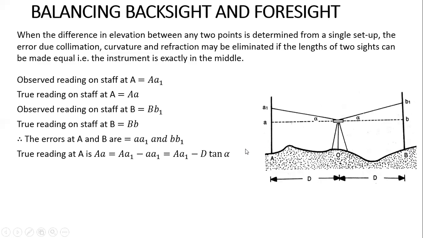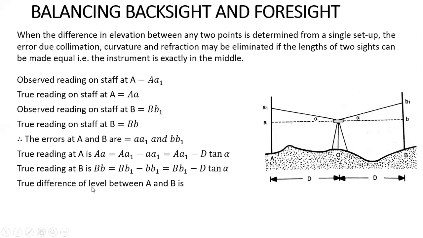Therefore, how much will the true reading be? True reading will be equal to the observed reading minus the error amount. So this is equal to AA1 minus the error. Now this angle is alpha here and this is your D, so we can apply trigonometry here. This distance AA1 is equal to D times tan of alpha. Similarly, the true reading at B is equal to BB1 minus D times tan alpha.